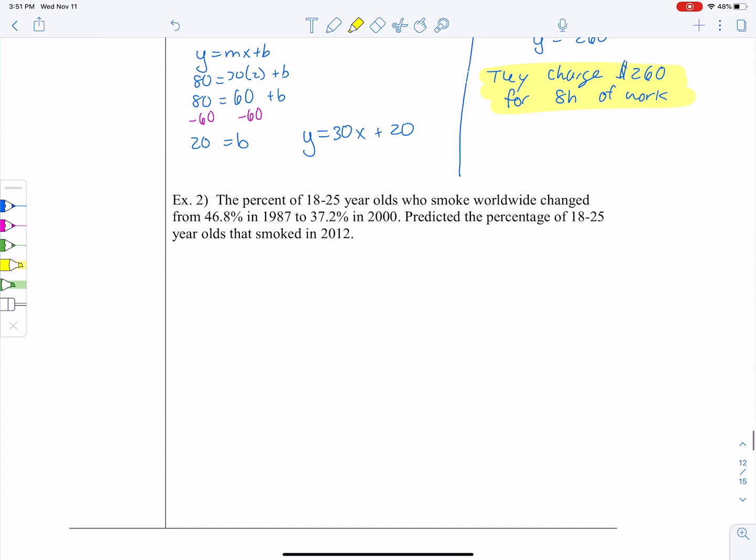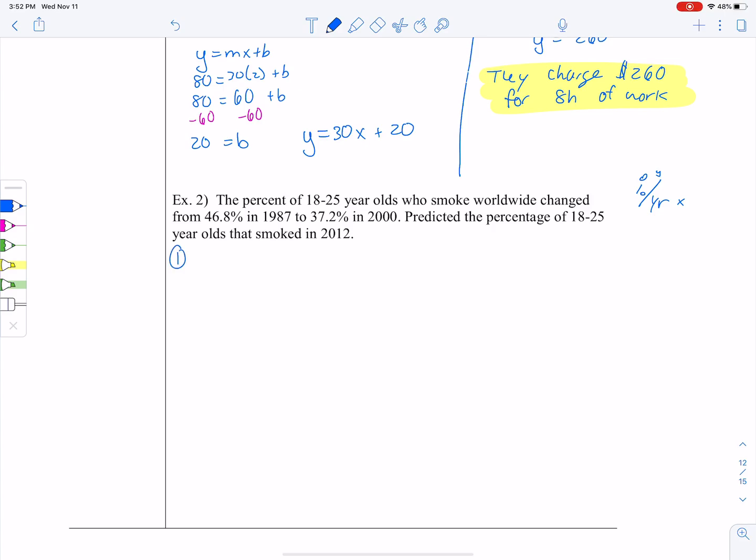All right, next question. The percent of 18 to 25-year-olds who smoke worldwide changed from 46.8% in 1987 to 37.2% in 2000. Predict the percentage of 18 to 25-year-olds that smoked in 2012. Okay, so we want to know, that's not a percent, we want to know the percent per year. So that means our percents are going to be y and our years are going to be x.